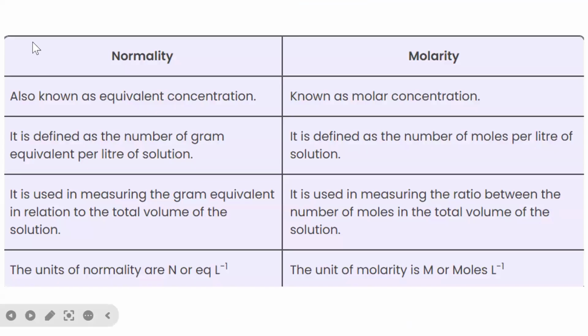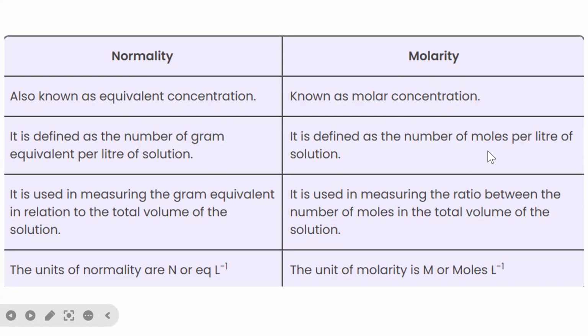So now, what is the difference between normality and molarity? Normality is also known as equivalent concentration, while molarity is also called molar concentration. By definition, normality is the number of gram equivalents per liter of solution, while molarity is defined as the number of moles per liter of the solution.